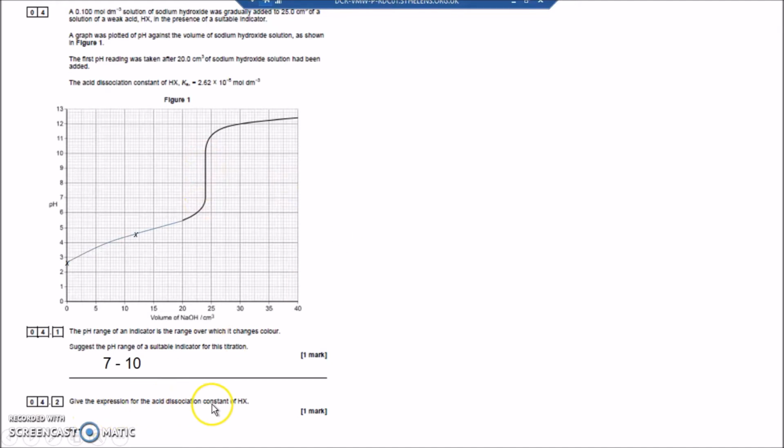Give the expression for the acid dissociation constant of HX. So HX is going to make H+, all acids do, and then remaining will be X-. So HX goes to make H+ and X-. So it's the concentration of H+ multiplied by X-, the products, divided by the concentration of HX.